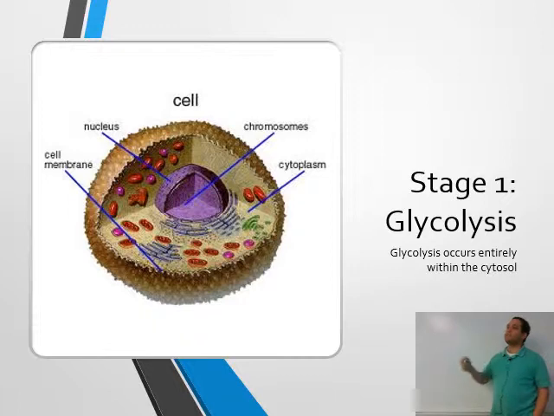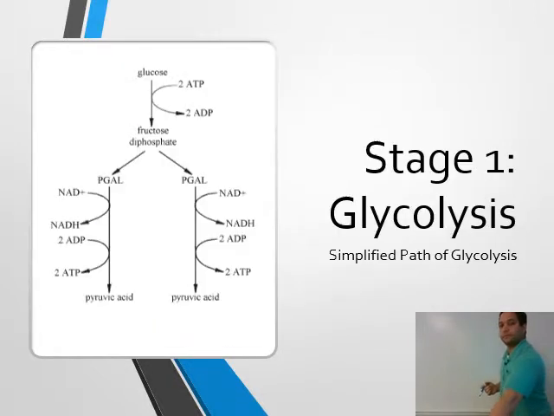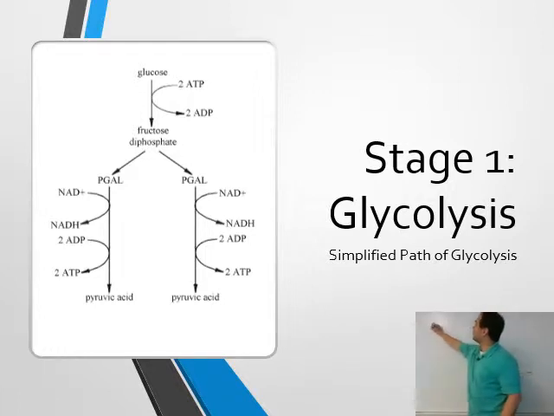Glycolysis occurs in the cytosol of the cell. It doesn't occur in any organelle. This means that even prokaryotes can undergo glycolysis. So here's what we're going to do. This is the simplified pathway of glycolysis. You start off with glucose. That glucose is going to get a little bit of energy. Why do you have to add energy to a reaction? What's that called?